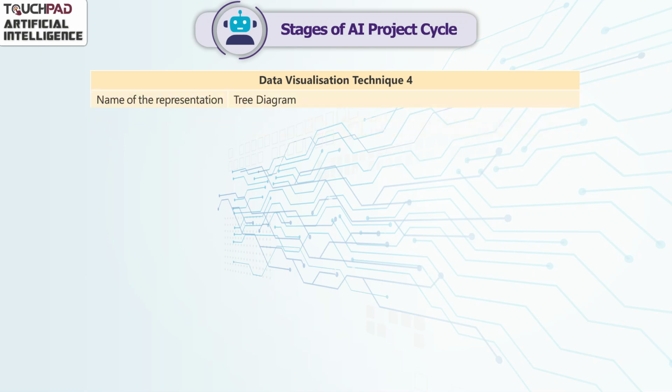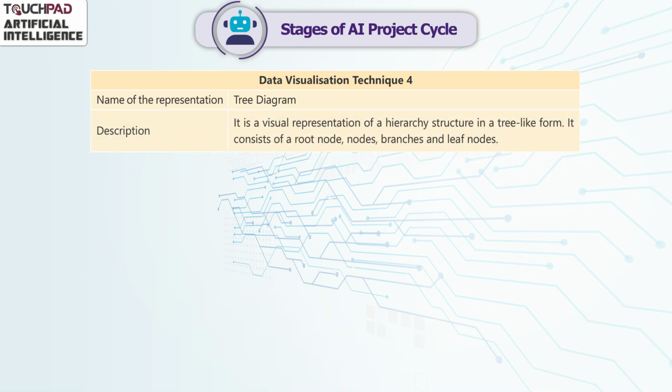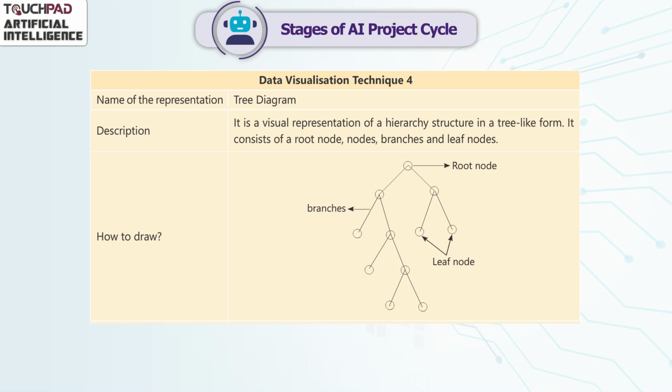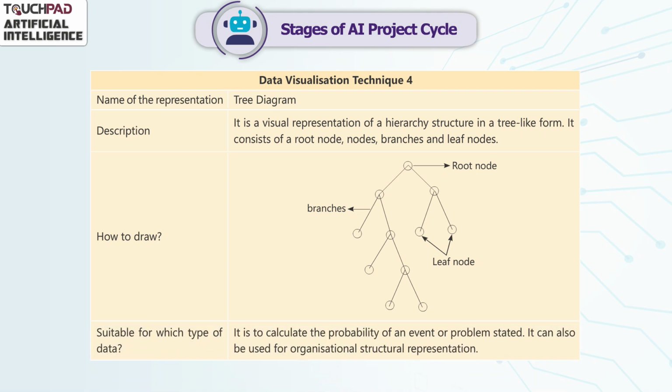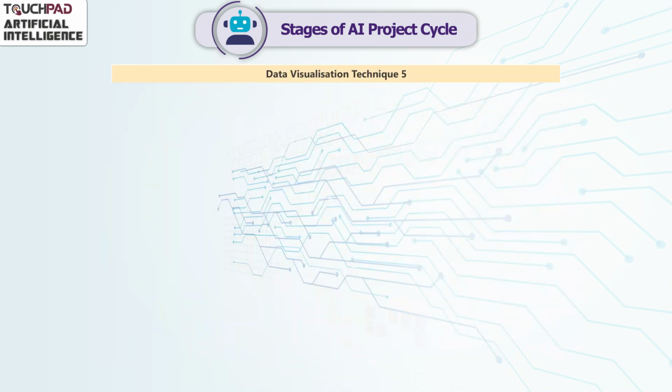Data visualization technique 4. Name of the representation: tree diagram. Description: it is a visual representation of a hierarchy structure in a tree-like form. It consists of a root node, nodes, branches, and leaf nodes. How to draw. Root node, branches, leaf node. Suitable for which type of data? It is to calculate the probability of an event or problem stated. It can also be used for organizational structural representation.